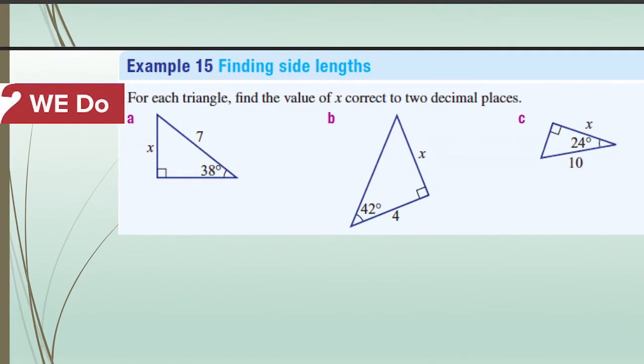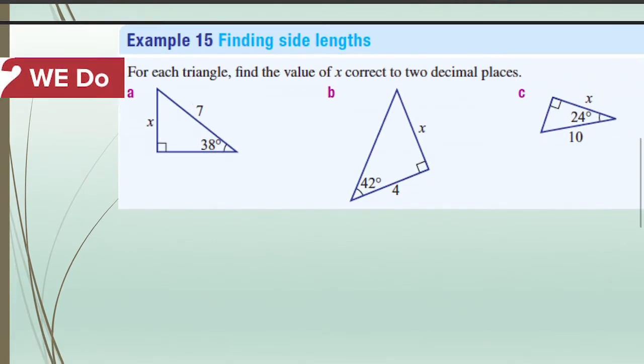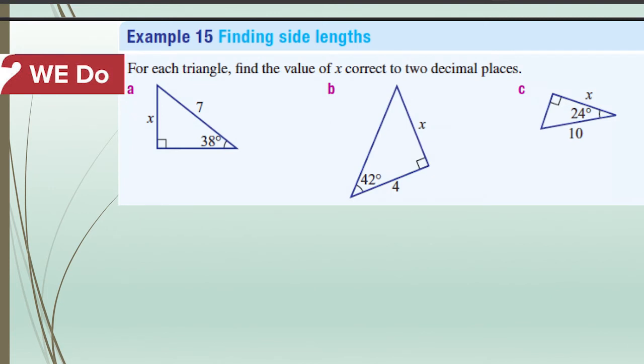Right, a couple of examples for us to do together now. I'm going to give you the first one, and then I'll get you guys to do the other two. We've got sine 38 equals x over 7. We're going to multiply both sides by 7. And then we end up with x equals 7 sine 38, which equals 4.309, which equals 4.31.